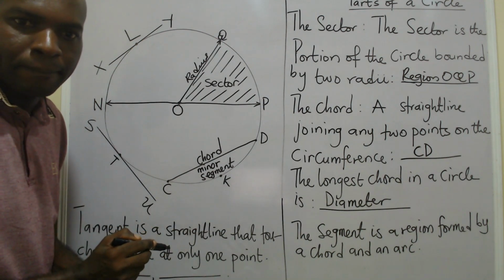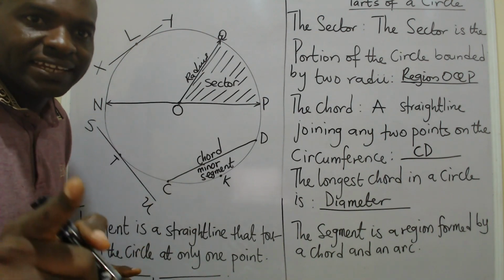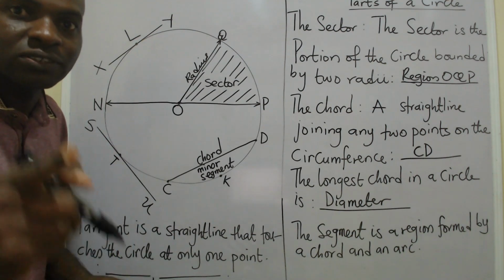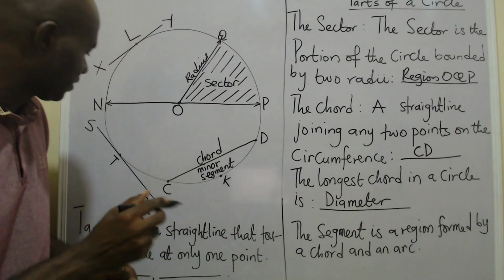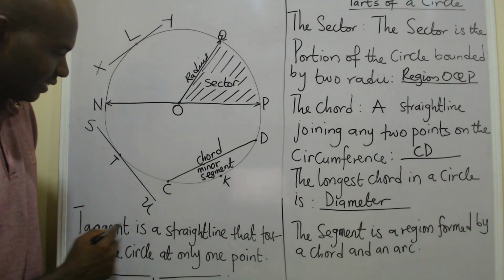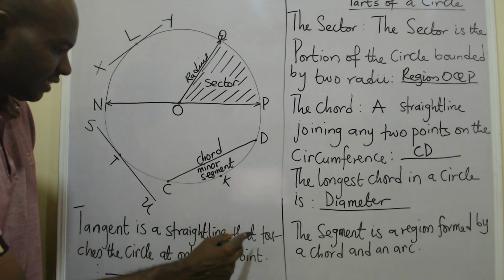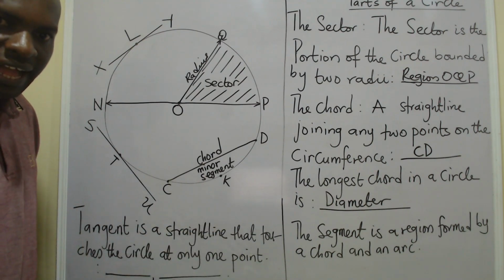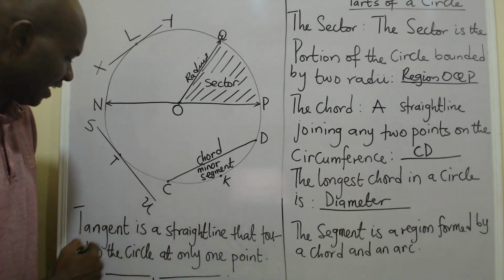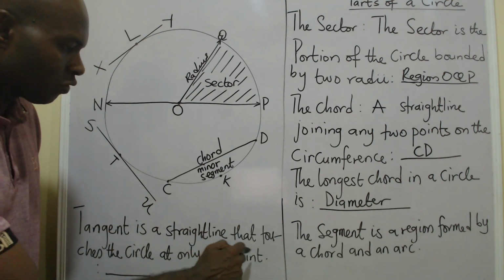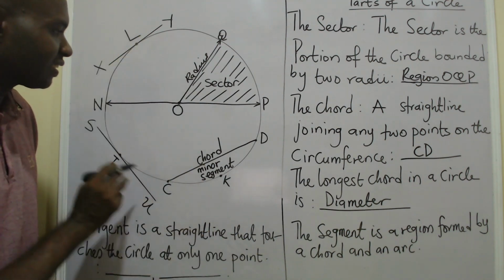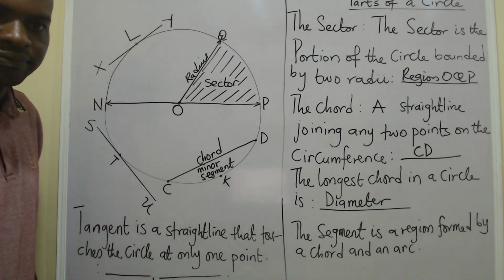Finally, the last part of the circle I want us to identify is the tangent. The tangent is a straight line that touches the circle at only one point. Based on this definition, can you identify the tangent from this diagram? Can you?